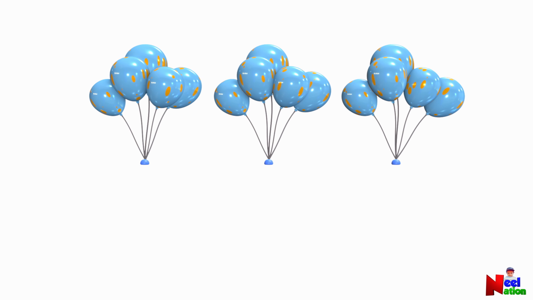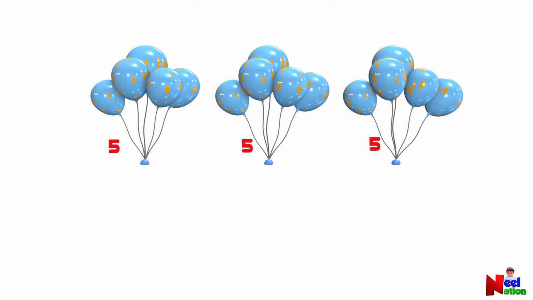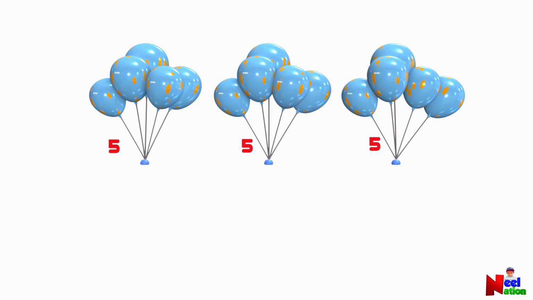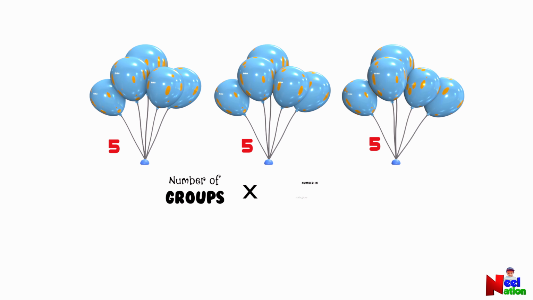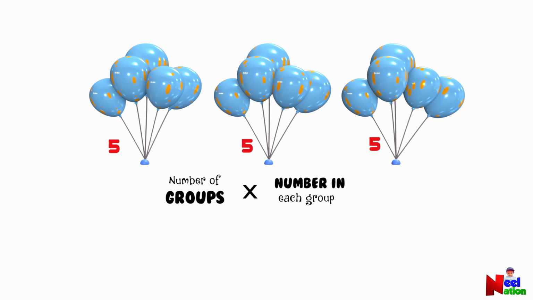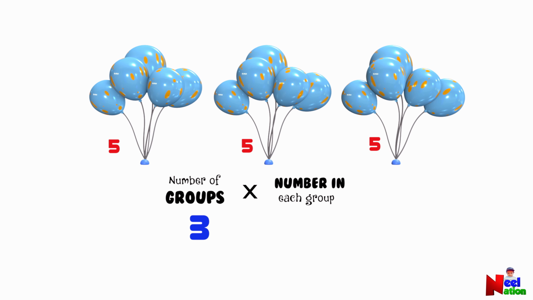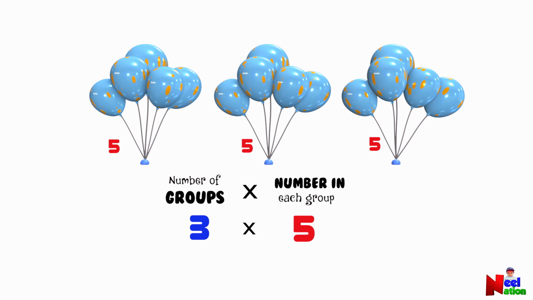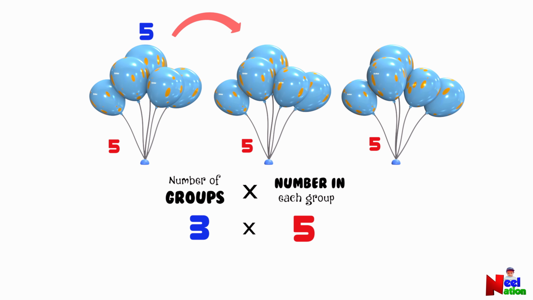Here, we have 3 bunches of balloons and each bunch has 5 balloons. Can you tell me how many balloons there are in total? Let's multiply the number of groups times the number of balloons in each group. So, we have 3 groups multiplied by 5 in each group. That means 3 times 5. So, we add 5 3 times.